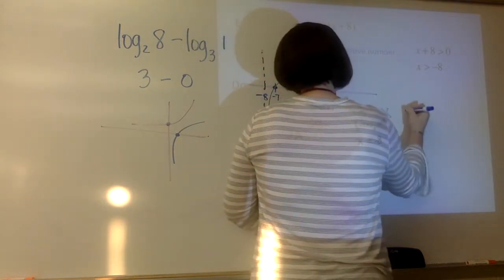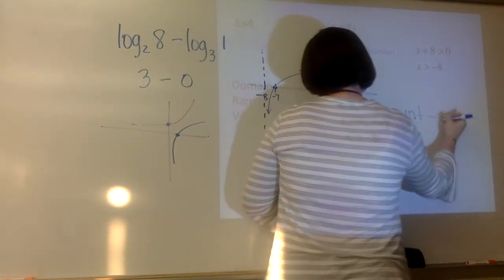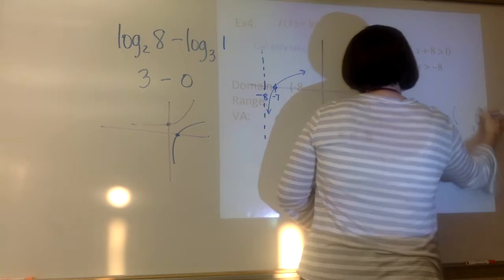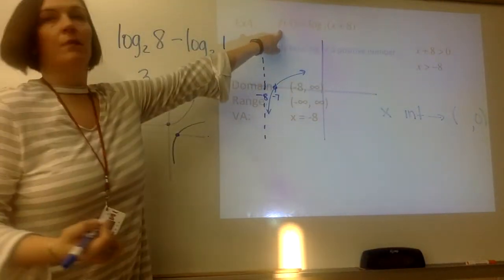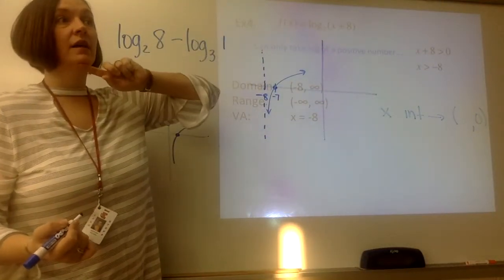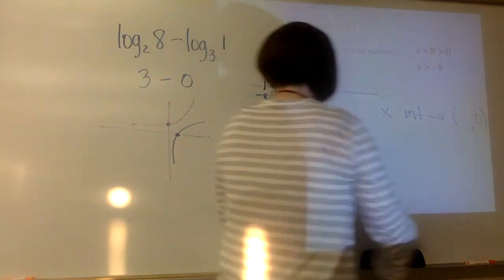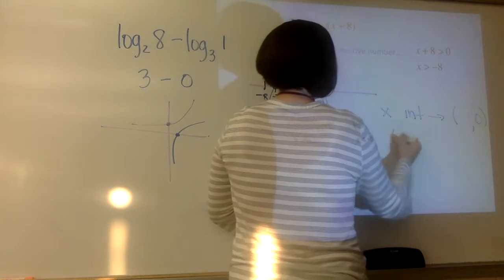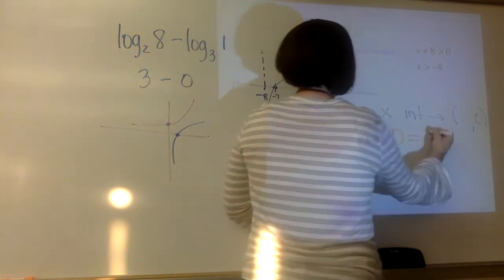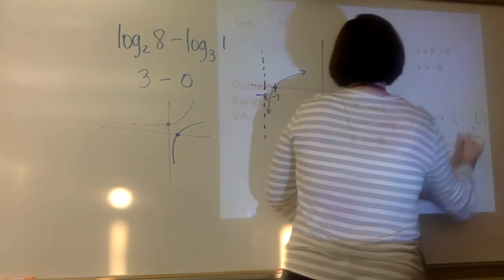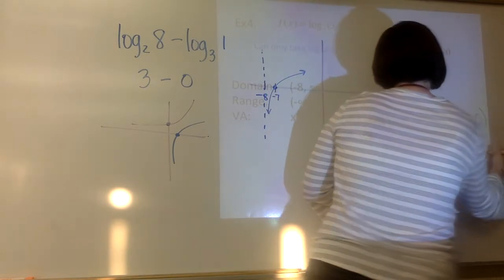What do we know about all x-intercepts? Y is going to be 0. So when I go to my equation up here, where do I substitute y? F of x. So I should write an equation down that says 0, which is my y value, is equal to log base 2 of x plus 8.